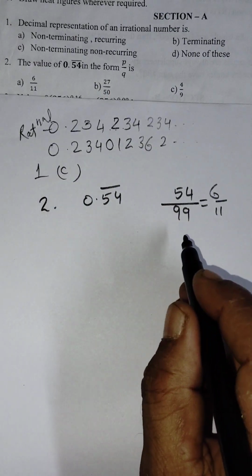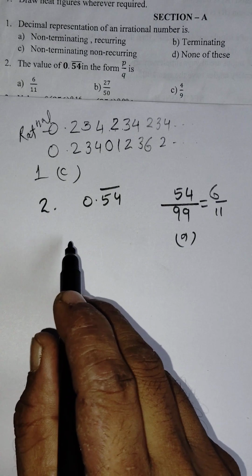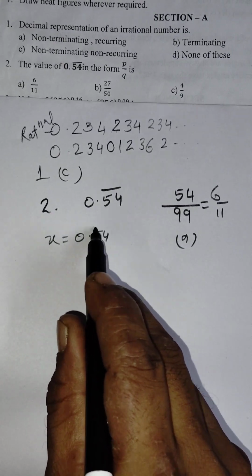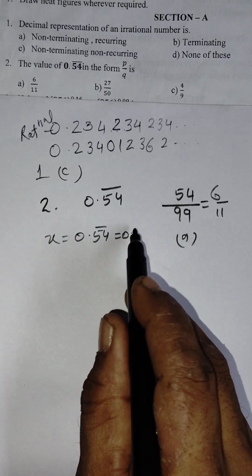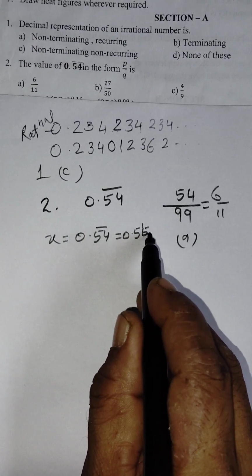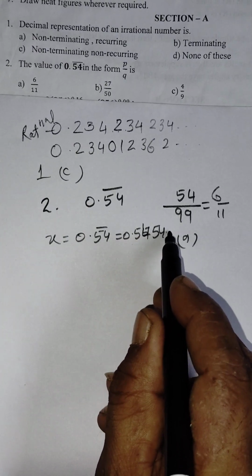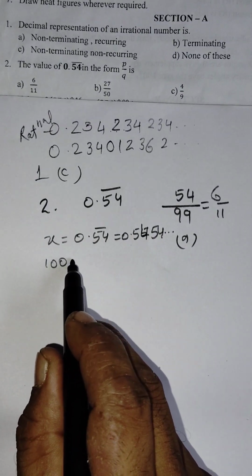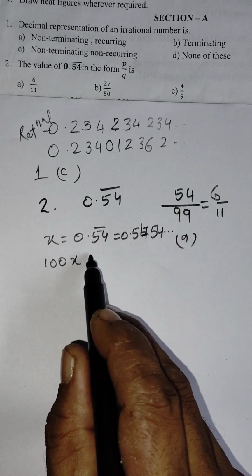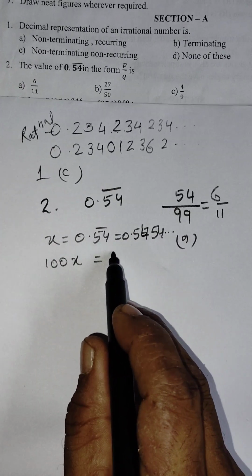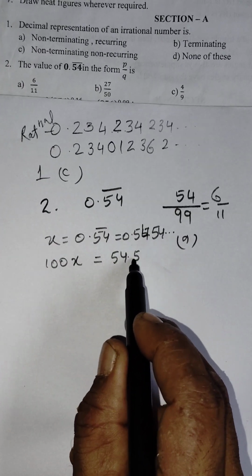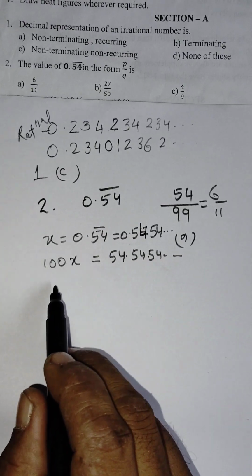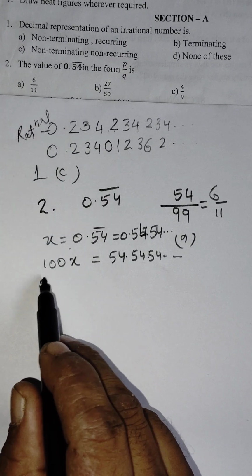Option A is the answer. And if we want to solve it fully, first we assume x equals 0.54 bar, which means 0.5454 and so on. Then multiply both sides by 100 because there are two digits repeating. So 100x equals 54.545454 and so on.